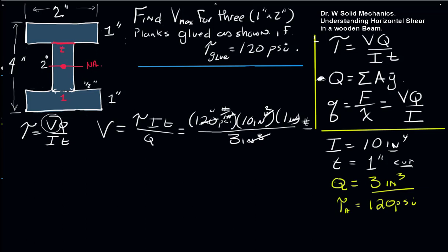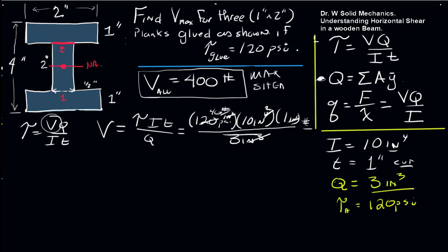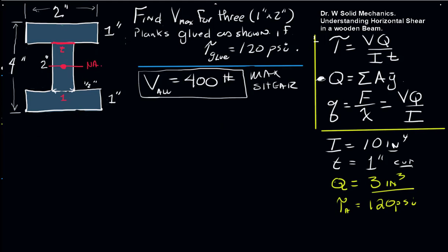120 divided by 3 will be 40. So we get a V allowable of 400 pounds for the maximum shear that could be applied to this beam externally. What this tells us is if we exceed this 400 pounds of shear force, this glue joint here, or down here because of the symmetry of this, will break and the beam will fail in horizontal shear. This top panel will break loose from the bottom portion.